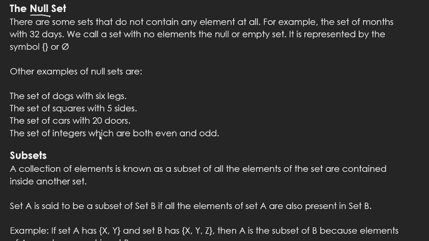Then we have a set of integers which are both even and odd. There is no such number. So all of these are in an empty set, or you can use this symbol.